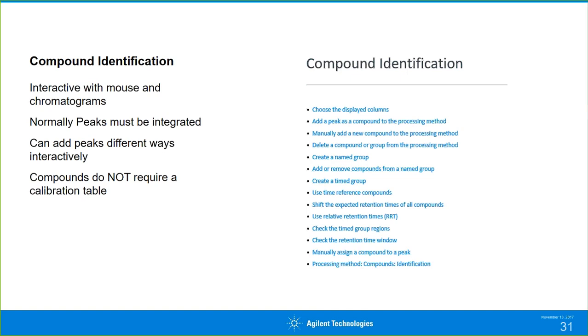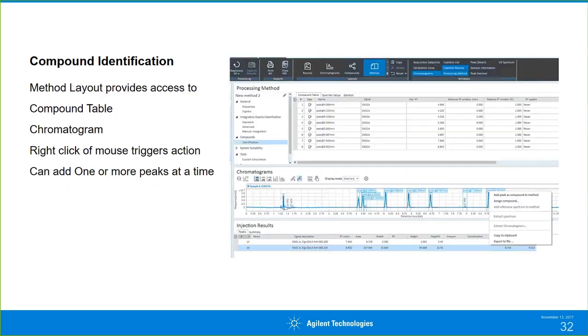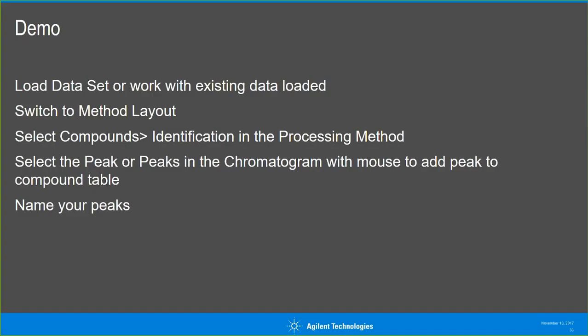Okay? So compound identification. The cool thing with compound identification, unlike some of the past software, is you don't have to deal with a calibration table, all right? It's interactive with the mouse. As long as you have the peaks integrated, then I can just literally select a peak and then add it to the compound table, all right? So for this one, you're in the method layout. We're showing you the compound table, which is down below the integration section that we just worked on, and this is just a list of peaks that were added. You can literally right-click on a peak that's integrated, and then you can add it, or you can add multiple compounds. So we're going to see both of those and how they work there.